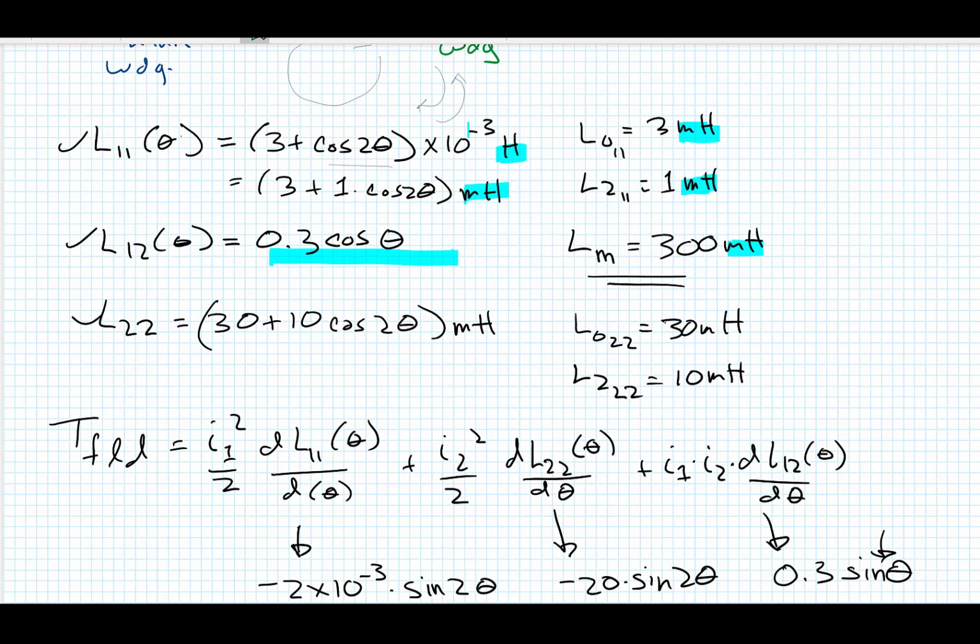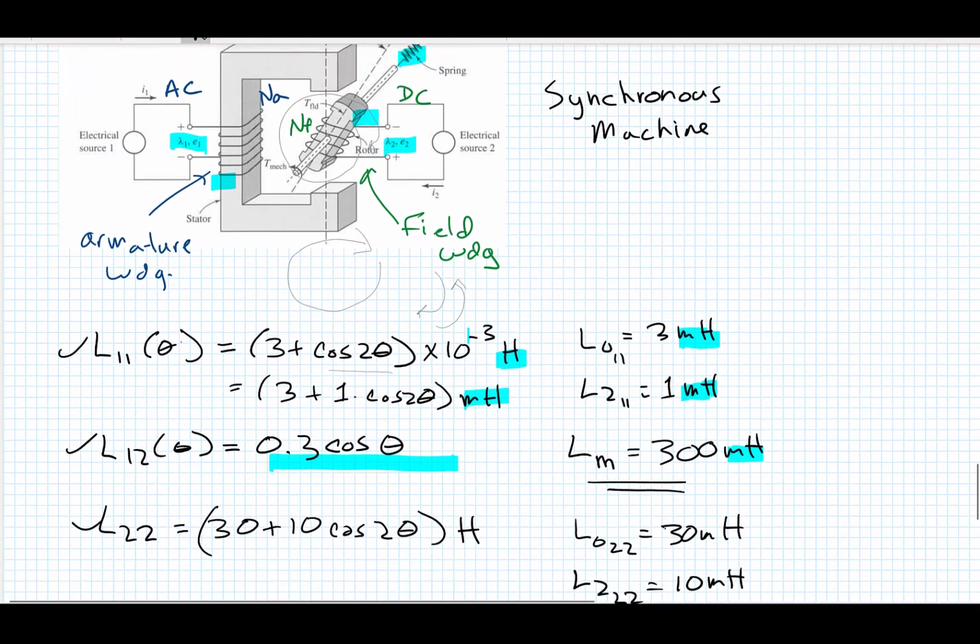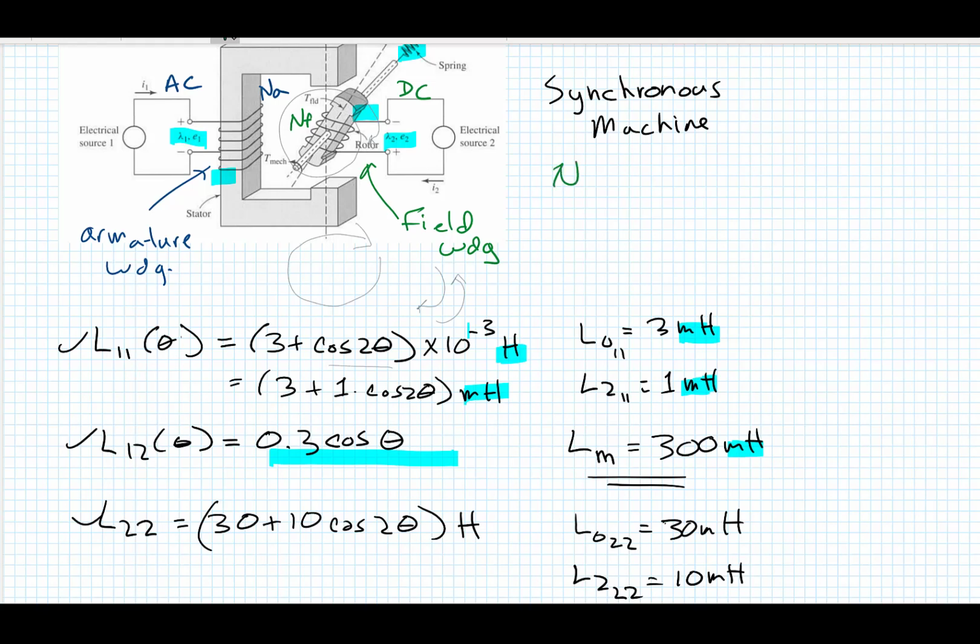Oh no, I think I see what you said. L22 is in henries. Okay, I'm looking at it. You're right. Someone's looking at the book. L22 is in henries. That's a huge number, but it's because you've got lots and lots of field turns. Typically in your field winding, you've probably got NF equal to 5,000 turns, and NA maybe equal to 10 turns. That's why you get this huge discrepancy, and that's very common, because this guy is trying to make as good a magnet as possible to get as much torque out of this thing as he possibly can.